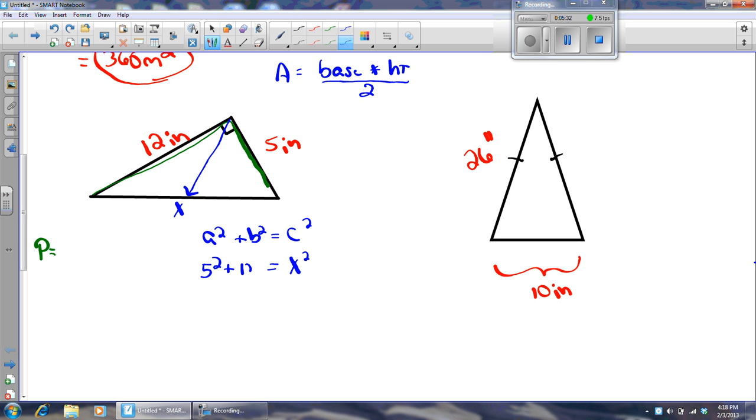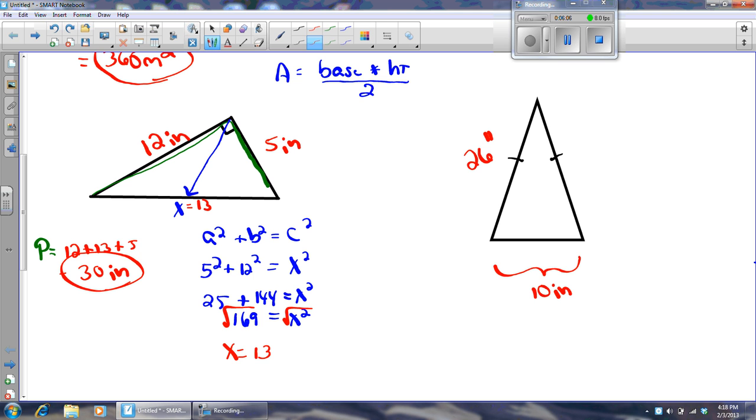Okay, so 5 squared is 25, 12 squared is 144, x squared, I'm going to add, get 169, x squared, and then of course to undo the square, I will take the square root of both sides. So x is going to equal 13. All right, now that I know x is 13, my perimeter is 12 plus 13 plus 5, which ends up being 30 inches. And there we are.